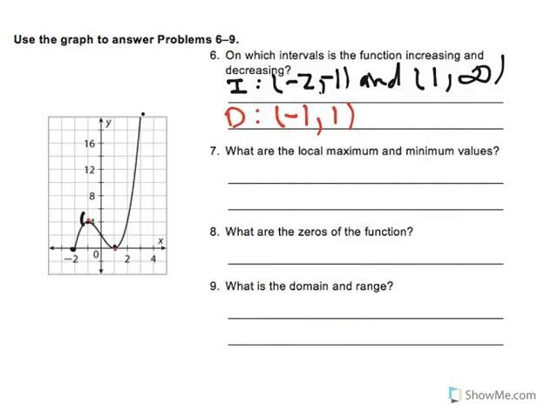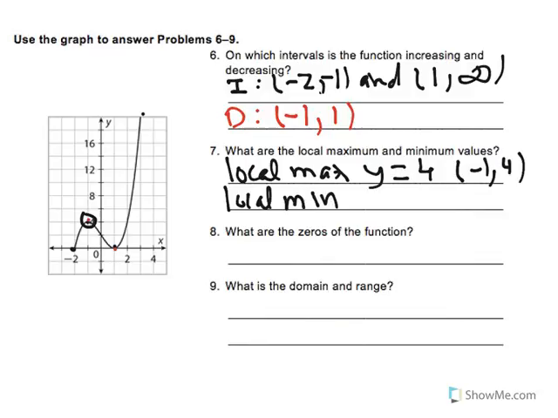So we see this point here, the highest point for the graph for that interval. So this is your local maximum. So y is equal to 4, or we say that it is at -1, 4. And your local minimum is at this point here, so y equal to 0, or at the point 1, 0. And number 8, what are the zeros of the function?